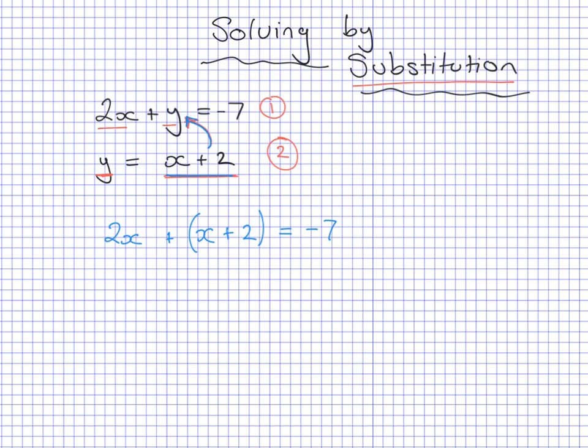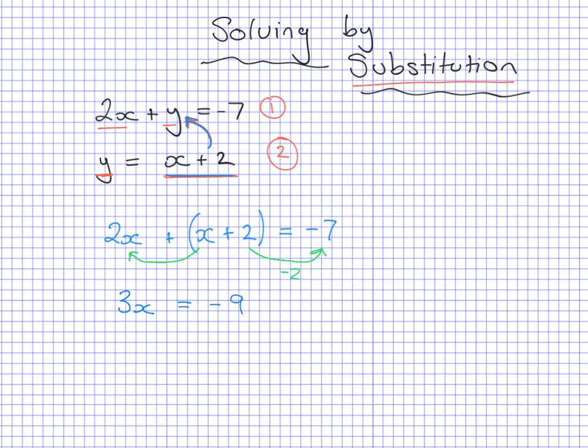So this is the goal of the substitution method as well, to find an equation that only has one variable in it. You might have to create it, but that's your goal. Now, I'm going to combine like terms, so this one here, with the x, and I'm going to move the 2 across to the other side as a negative 2. So my next line down will be 3x equals minus 9.